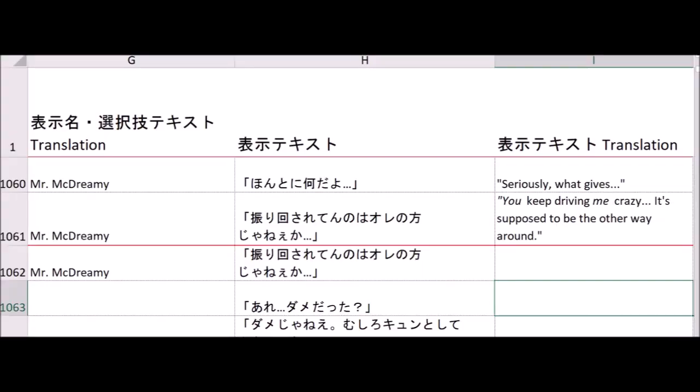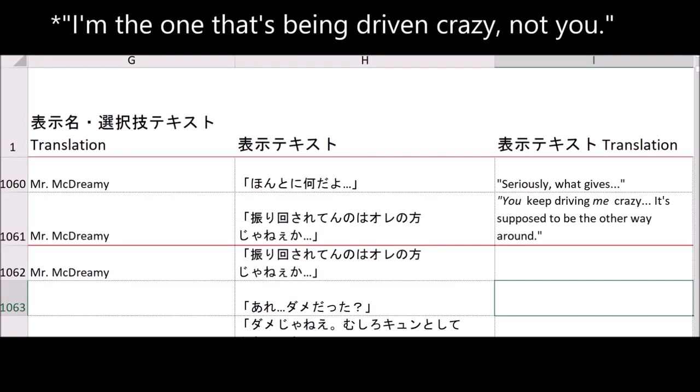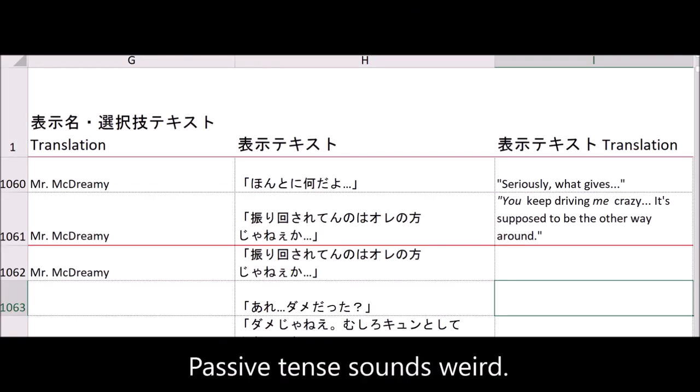So this is where localization comes in. The entire thought becomes, "You keep driving me crazy. It's supposed to be the other way around." Now, this isn't the only way to localize or translate it. I could have just left it as "I'm the one that's being driven crazy, not you," or something like that. But passive tense sounds weird. People don't really talk like that.